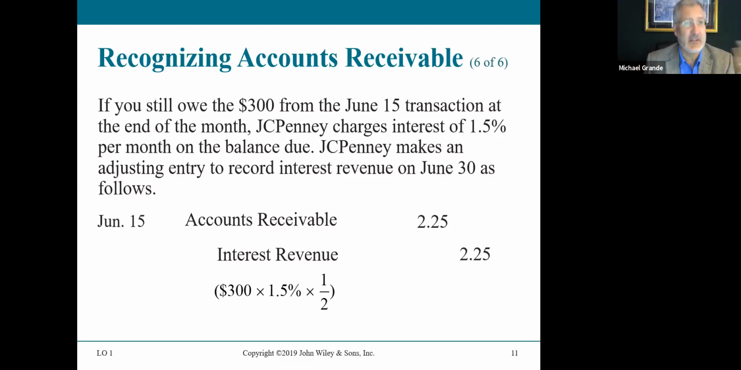How do we calculate it? The balance is $300. It's 1.5% per month, and it's outstanding for 1/2 of the month, $2.25. Adjusting journal entry, right? Balance sheet account, income statement account, never cash. The balance sheet account is accounts receivable. The income statement account is interest revenue.